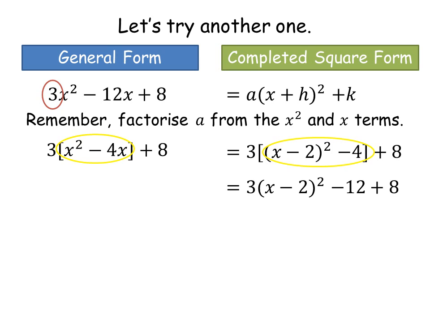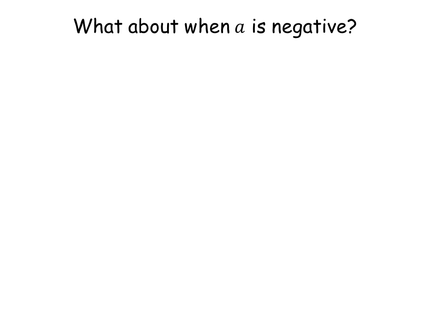Multiply through my square brackets. I've got 3 multiplied by (x minus 2) all squared. 3 by negative 4 is negative 12. I bring down my plus 8. Simplify my constants. And 3x squared minus 12x plus 8 is equal to 3 multiplied by (x minus 2) all squared minus 4. What about when a is negative?